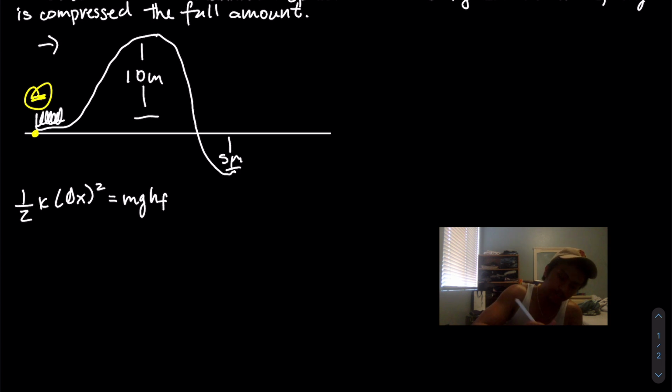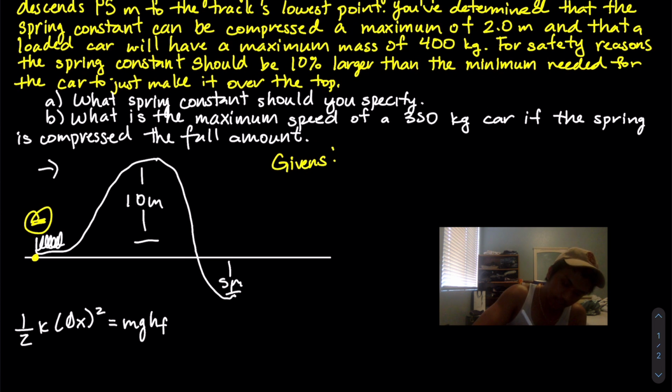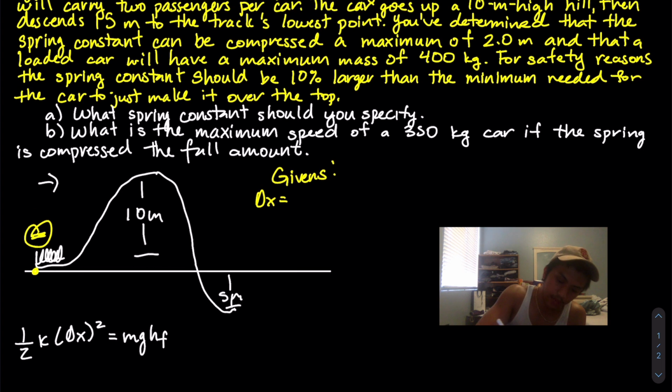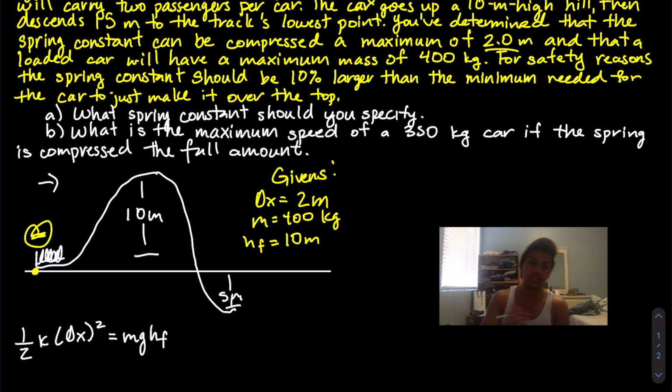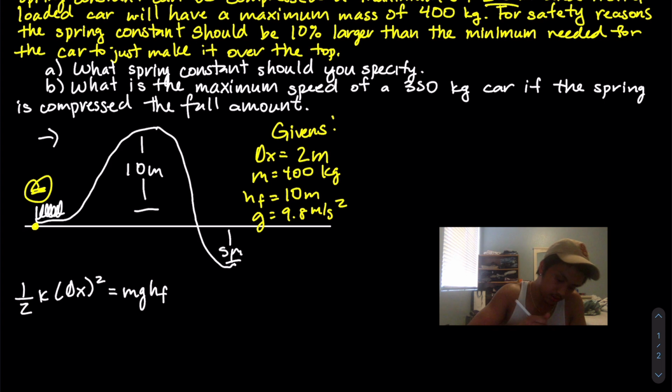So the givens: delta x, which is the compression of the spring, can be a max of 2 meters. We're looking for k, and then mass is 400 kilograms. Your height final is going to be 10 meters, because this is just for getting up the initial part of the hill. And then gravity is going to be 9.8 meters per second squared. So now we can just plug that in, solving for k.